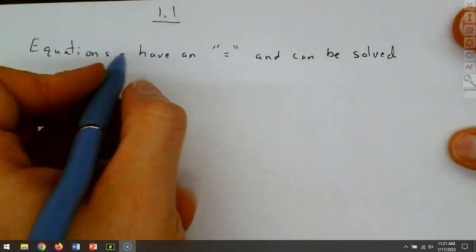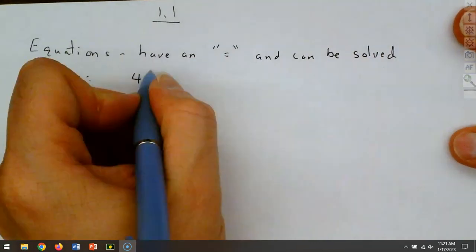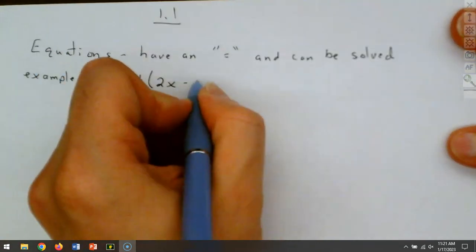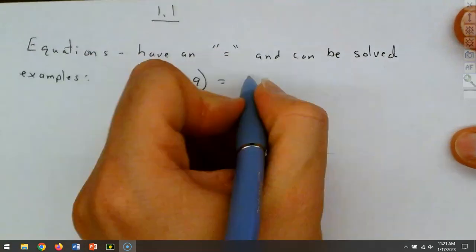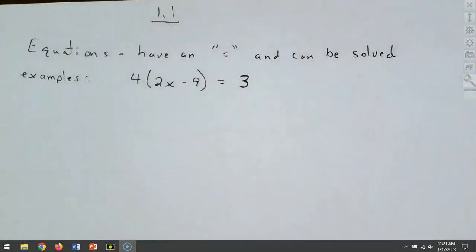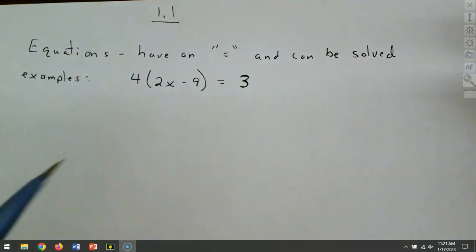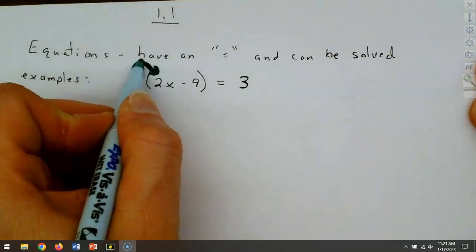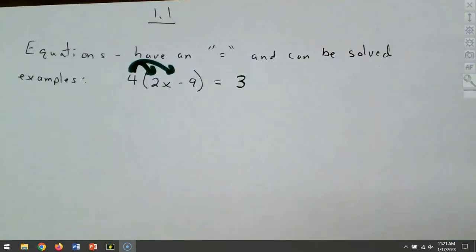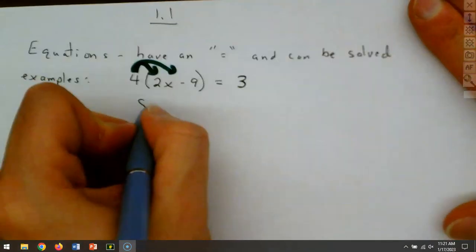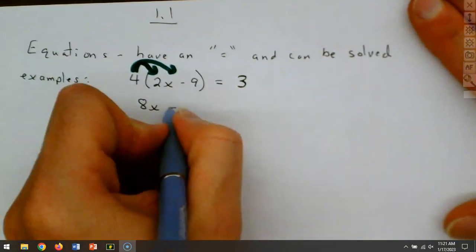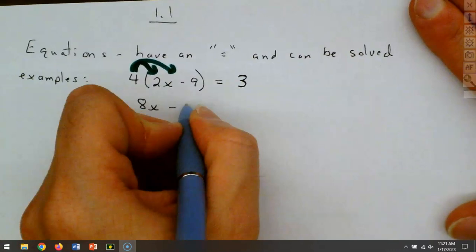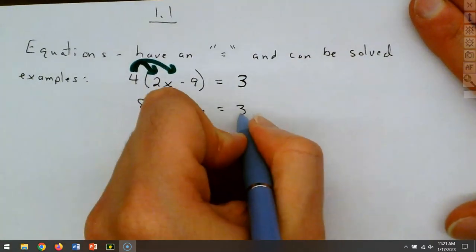Here's an example of an equation. 4 times (2x minus 9) equals 3. It's an equation because it has an equal sign. How do we solve this equation, because it's solvable? Well, we solve it by distributing the 4 through. And again, this should be review. So distribute that 4 through. That makes it 8x minus 4 times 9, that's 36, and that equals your 3.